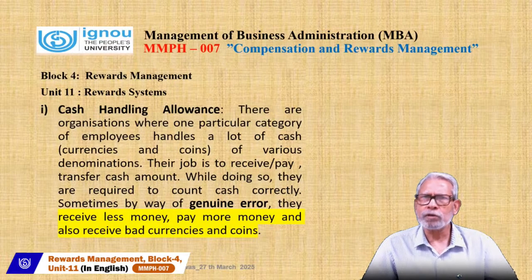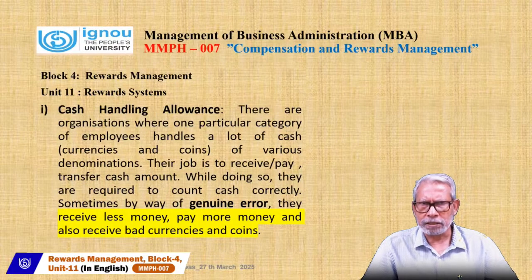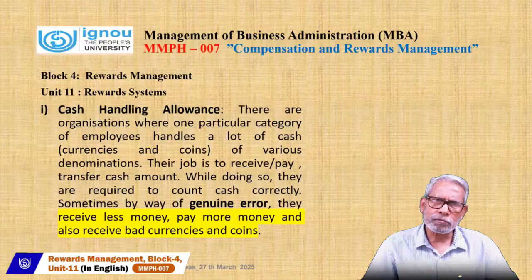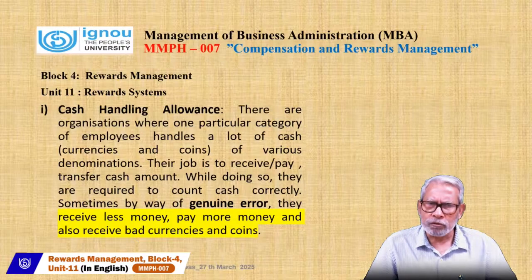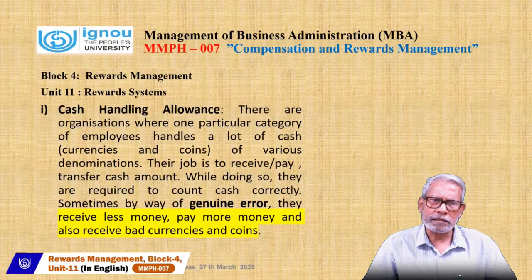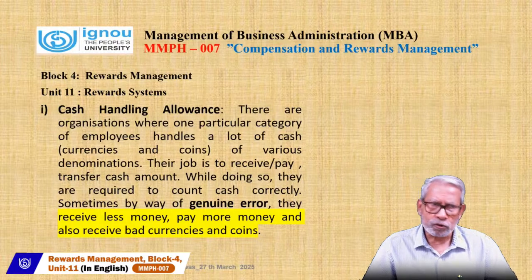given so that the employees should not mind that their hard-earned money is going out, maybe a small amount, whatever it is. If something is wrong, or maybe a note is not correctly collected, it is torn or distorted, there are some genuine errors. In that case, they receive the note, pay more money, and also receive bad currency or coins sometimes. So that's why some allowances are given so that they can adjust it.